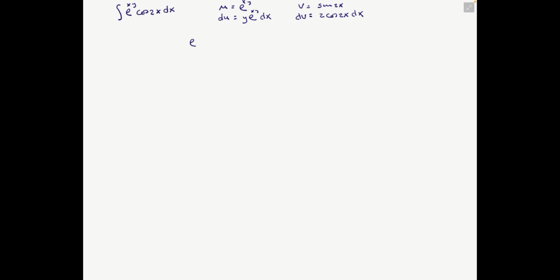We end up with e to the xy times sine of 2x is equal to 2 e to the xy cosine 2x dx plus y e to the xy sine of 2x dx. Yeah, that's a plus sign. We can't lose that.